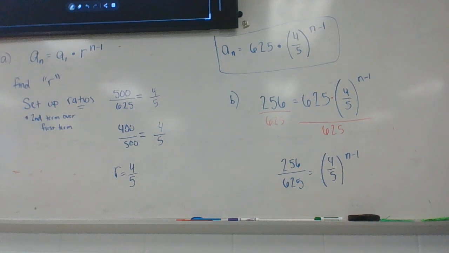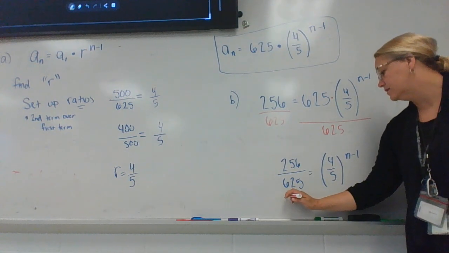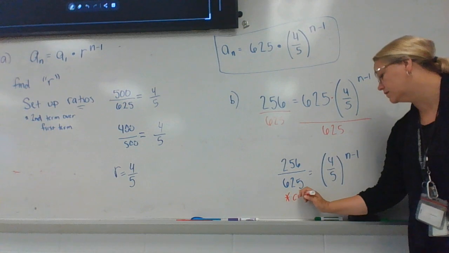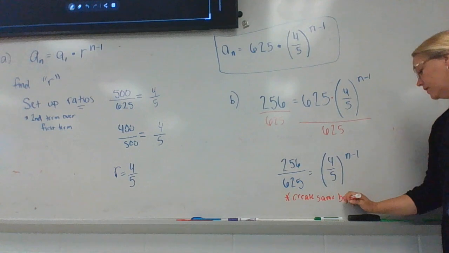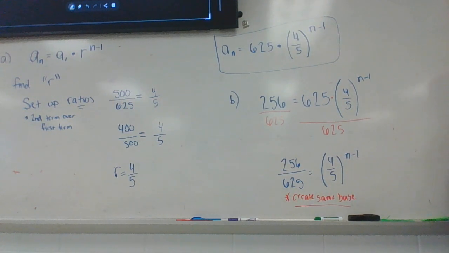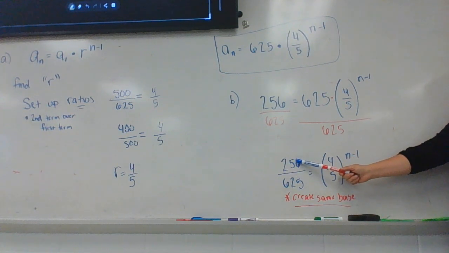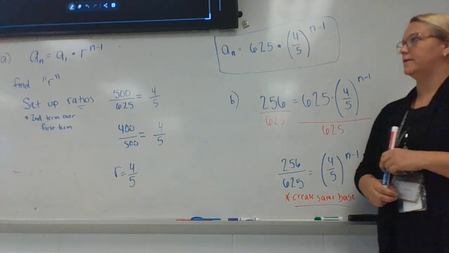And I'm going to put just a little pause here before I go on. I want you to try to create the same base, which is something we practiced in our exponential equation chapter. So you can rewrite 256 over 625 so that it looks like 4/5. So I'm going to pause and let you try to problem solve that before I go any further.